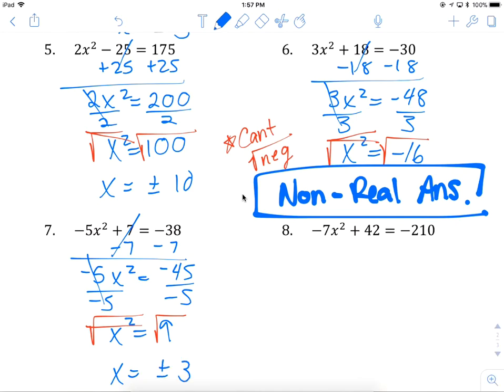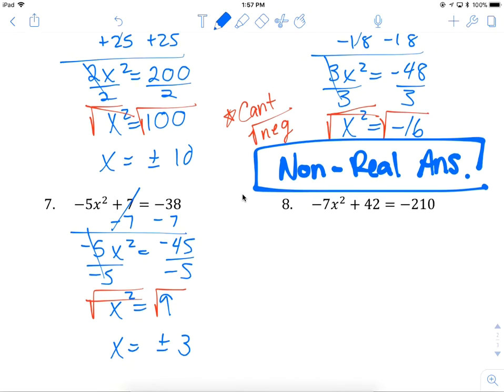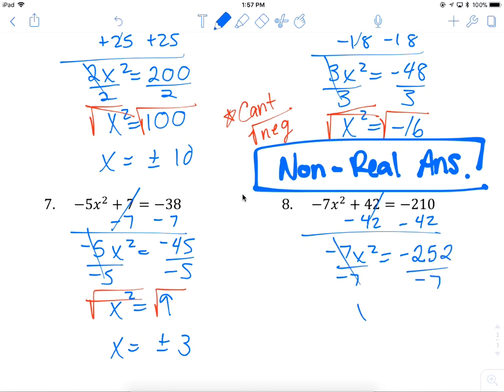Okay. All right, we're going to have one more, number 8. We're going to subtract 42 from both sides. Negative 7x squared equals a negative 252. If I divide by negative 7 on both sides, you might need a calculator, that's going to give us, let's see, 36. And when we square root both sides to cancel out my squared, I get my final answer. x equals plus or minus my 6.